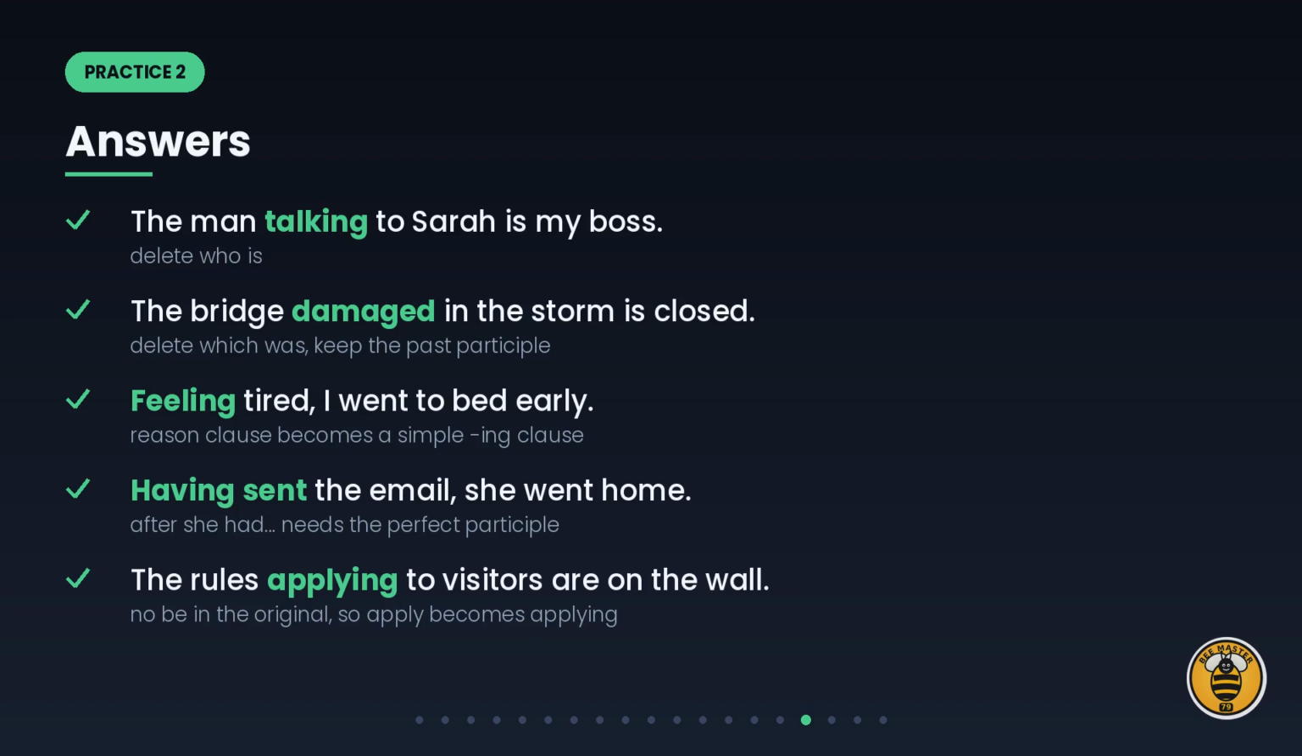3. Feeling tired, I went to bed early. Because I felt becomes a simple -ing clause. 4. Having sent the email, she went home. After she had, so we need the perfect participle, having sent. 5. The rules applying to visitors are on the wall. There was no be in the original, so we change apply into applying.